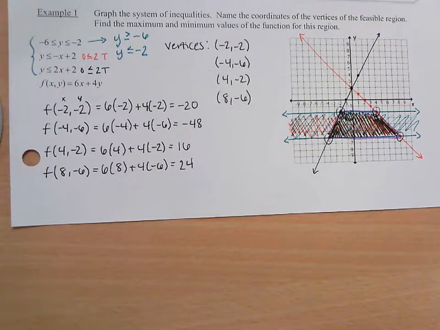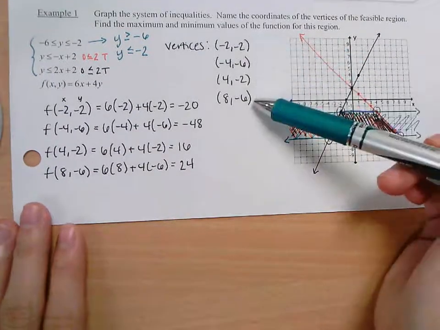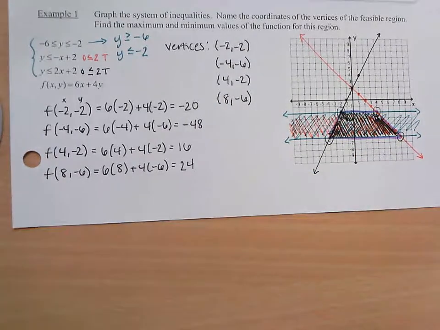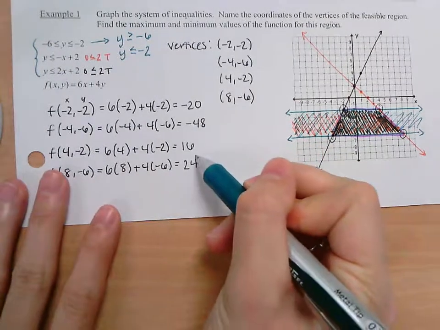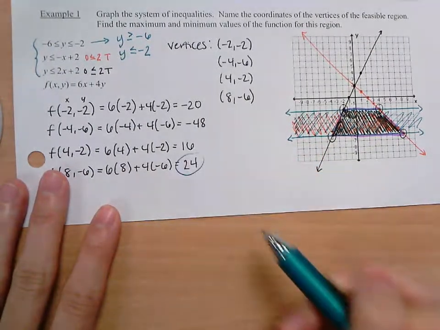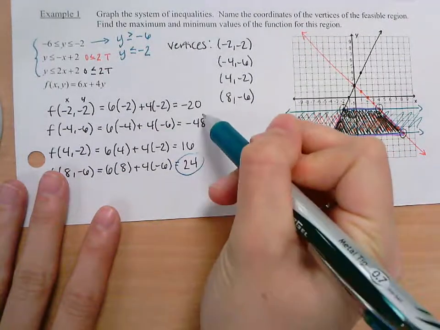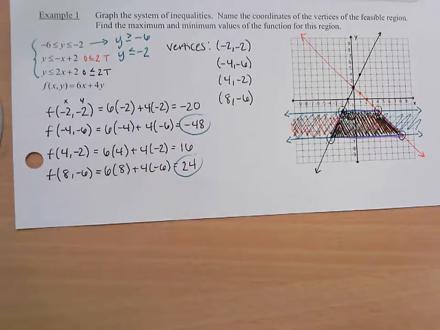And then from here, you look at however many function values you had. So we had 4 vertices, we have 4 function values. The largest one is the maximum, the smallest one is the minimum. So our maximum is 24, and our minimum is -48.